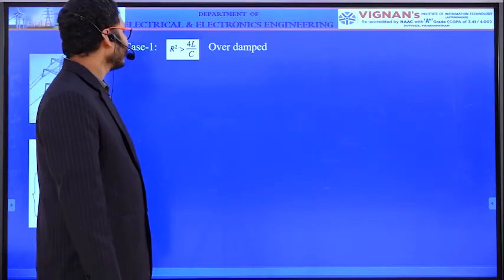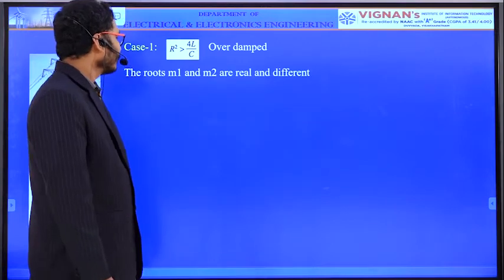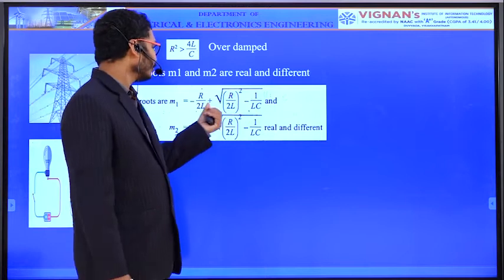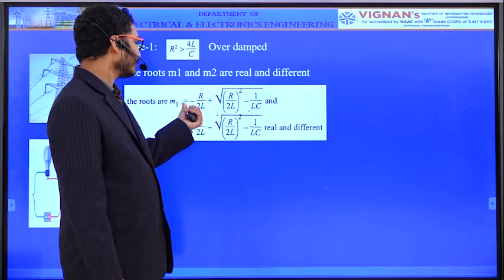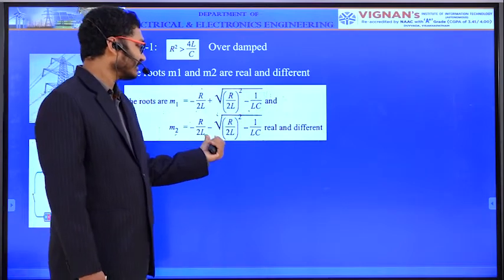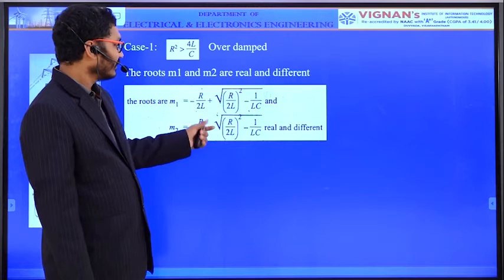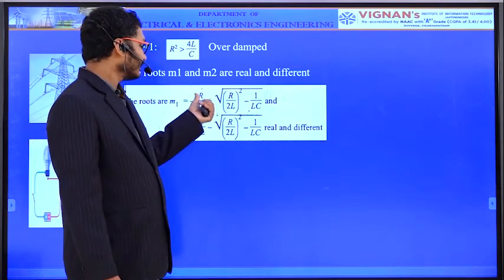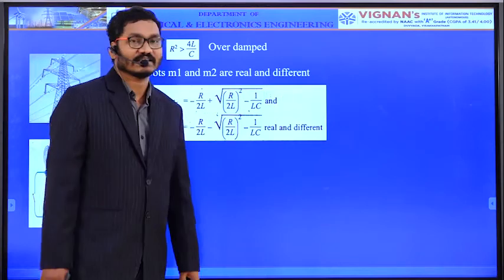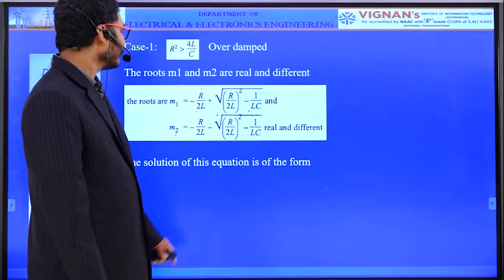Case 1, for overdamped, r squared greater than 4L by C, the roots m1 and m2 are real and different, just now I explained, right? You will have two real and different roots. So this is m1 and this is m2. See here, the plus and minus sign is there, so this is positive, this gives one value and this gives another value. Real and different. So for this you will get the solution.